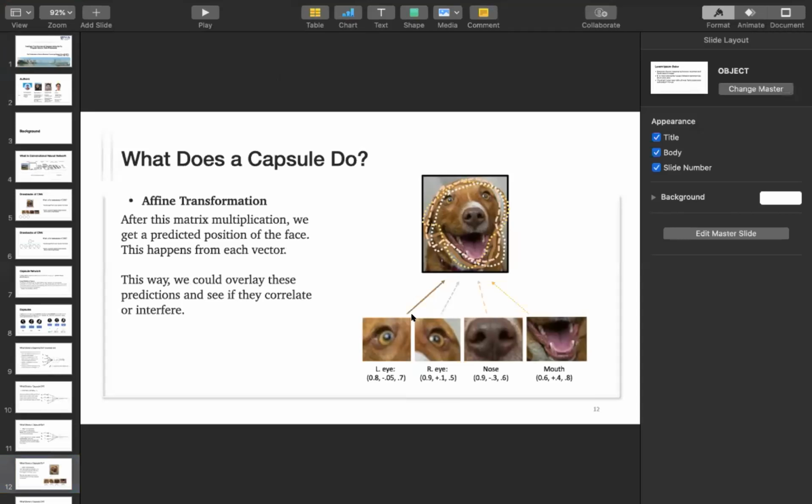Because for a normal neural network, here is only a number, maybe 0.8. It's only a number. So the number can only represent maybe the likelihood of this eye, only the confidence. But now we use a vector, and this vector can not only represent the likelihood, but also other features of this eye, like the angle of the eye, or the color of the eye, something like that.